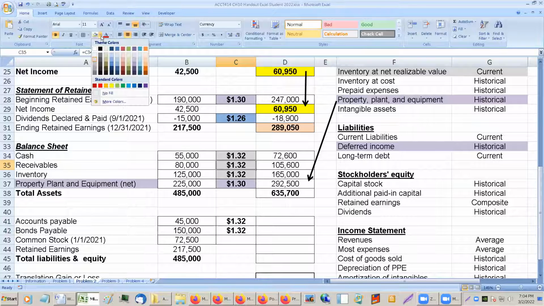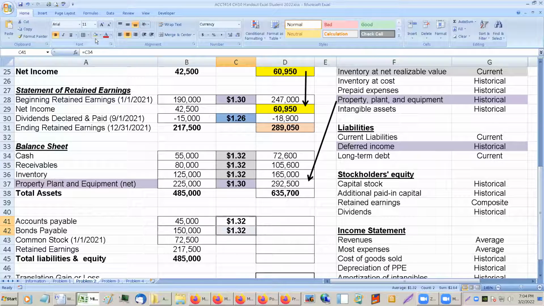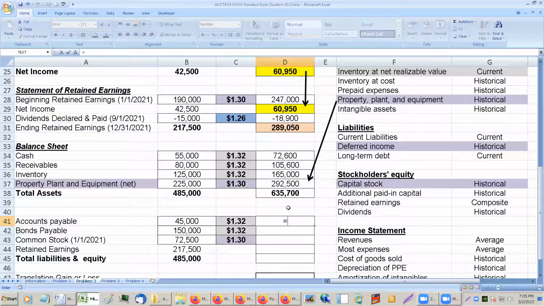Wait, I have to find, I can't remember what I did that at. Common stock, it's at the historical rate, I believe. Where am I at? Historical rate. Retained earnings. I'm going to steal this arrow. Retained earnings is going to be that.